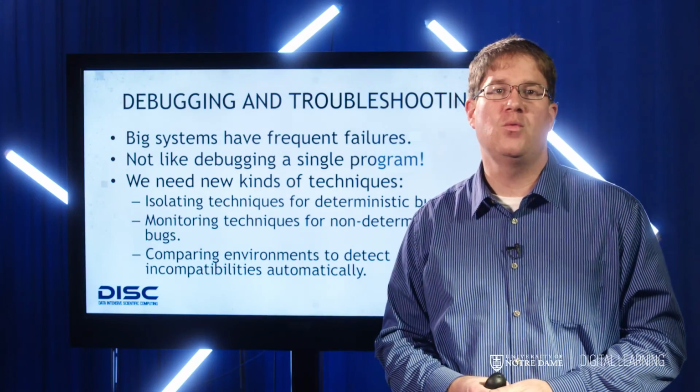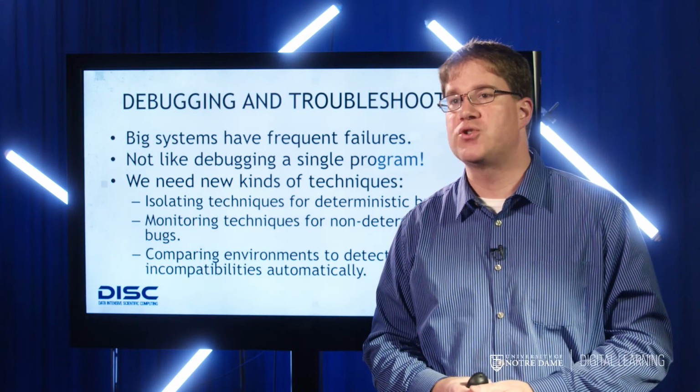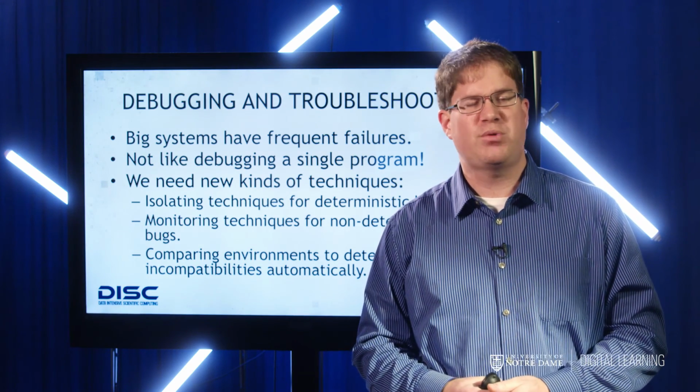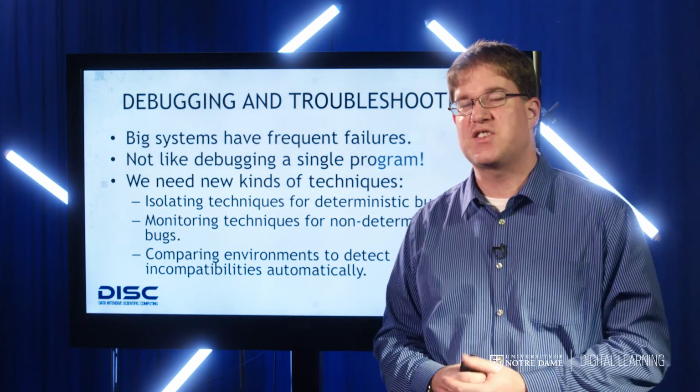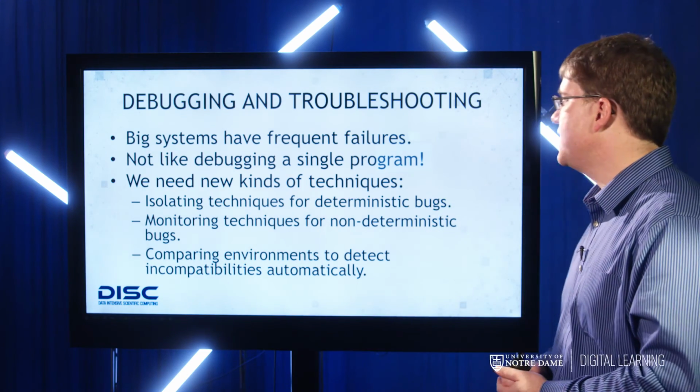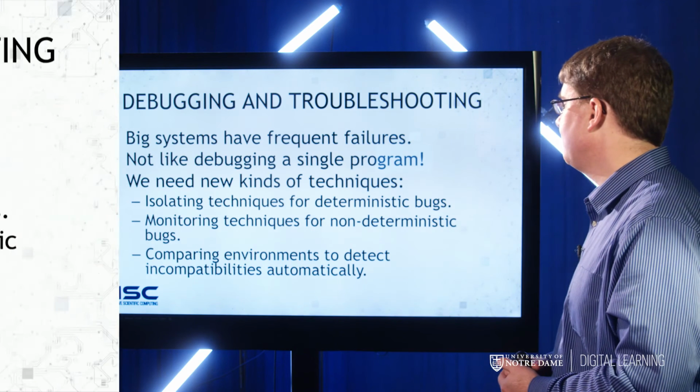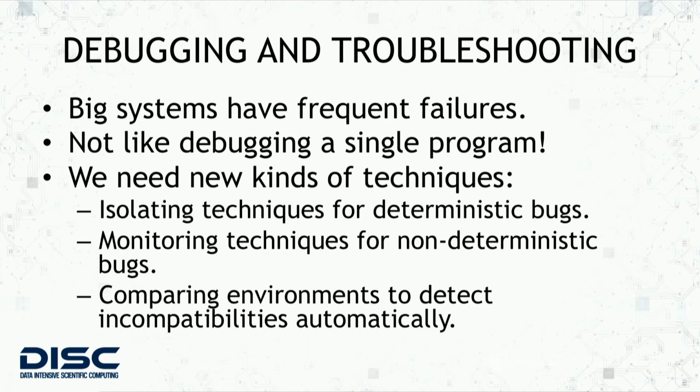Finally, we'll conclude with some issues in debugging and troubleshooting. Whenever you have thousands of machines and things can go wrong, it's surprisingly hard to debug because you just can't stop the system all at once in order to diagnose your problems. So to do this, we need different kinds of techniques for debugging. And this involves isolating systems to find deterministic bugs, monitoring techniques in order to find non-deterministic bugs, and tools that allow us to compare environments and other things to detect incompatibilities.